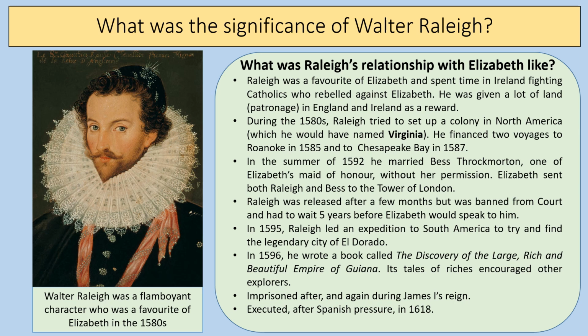In the summer of 1592, he married Bess Throckmorton, one of Elizabeth's maids of honour, without her permission. Elizabeth sent both Raleigh and Bess to the Tower of London. Raleigh was released after a few months, but was banned from court and had to wait 5 years before Elizabeth would speak to him. In 1595, Raleigh led an expedition to South America to try and find the legendary city of El Dorado. In 1596, he wrote a book called The Discovery of the Large, Rich and Beautiful Empire of Guyana. His tales of riches encouraged other explorers. He was imprisoned after and again during James I's reign, and he was executed after Spanish pressure in 1618.